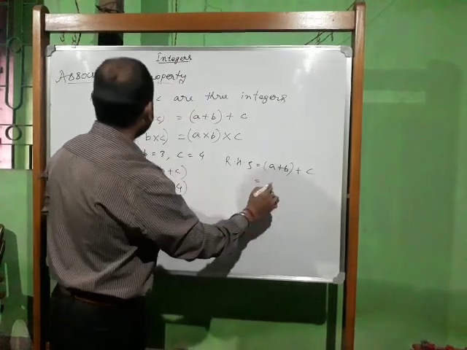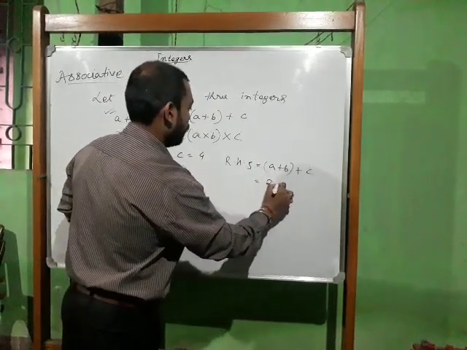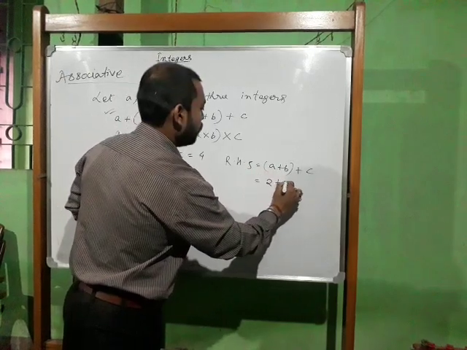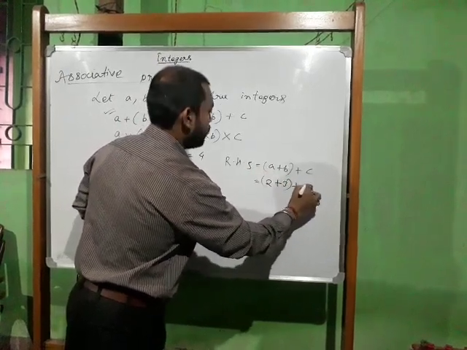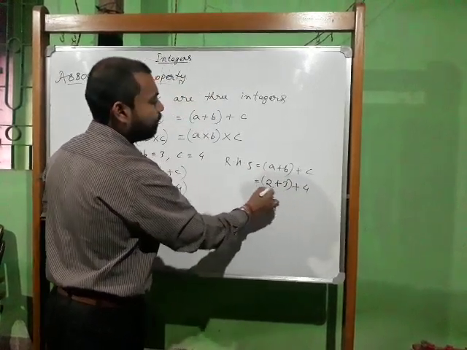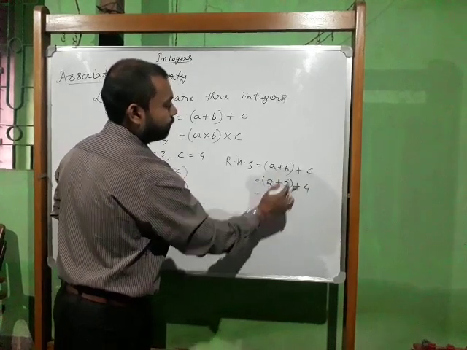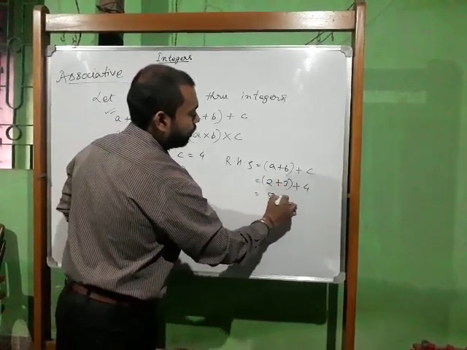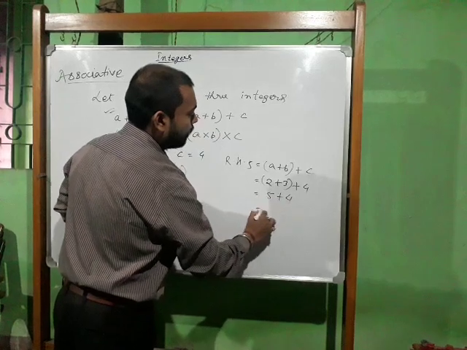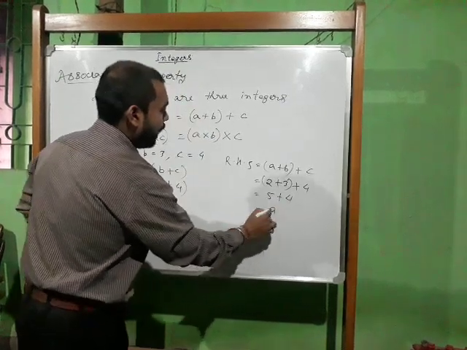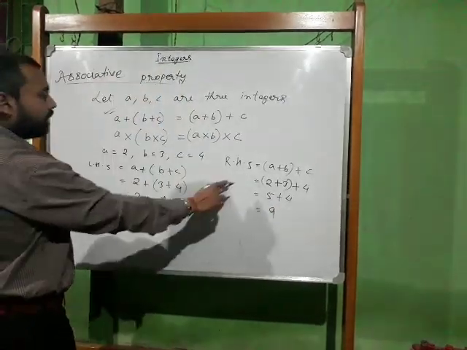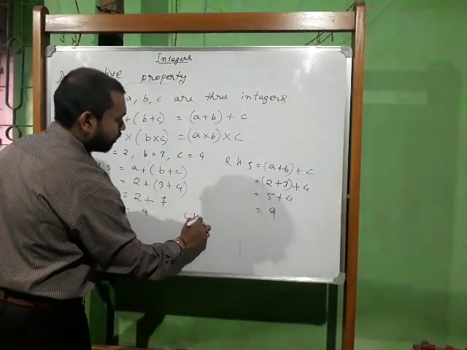So the value of a is 2 plus b is 3 plus c is 4. Now we have to add a plus b because it is within the first bracket. 2 plus 3, 5 plus 4. So 5 plus 4, it is 9. So as you can see, LHS is equal to RHS.